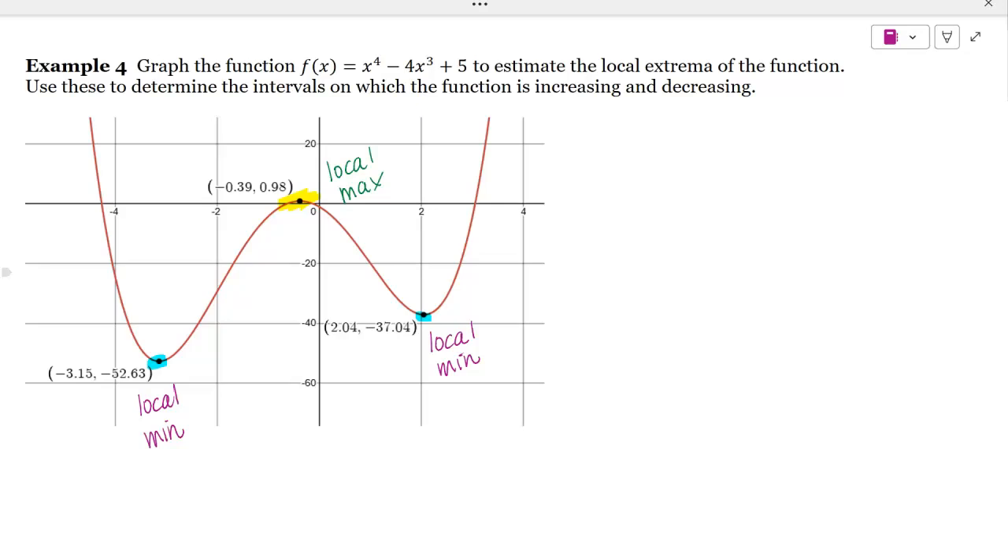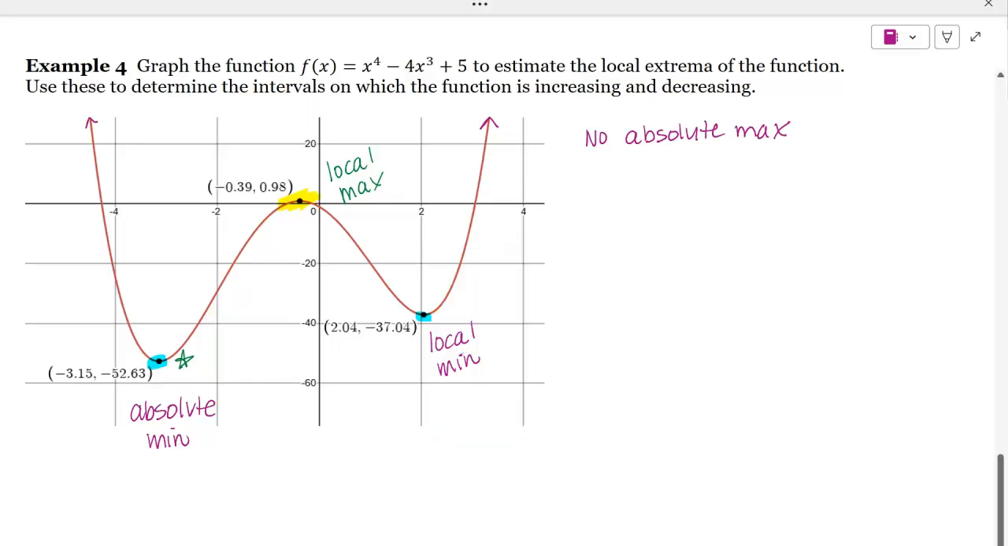Now this function is growing on both sides endlessly, so we don't have an absolute maximum. But do we have an absolute minimum? It looks like the graph doesn't go below this point right here. And so I think that this is not just a local minimum, I think this is actually an absolute minimum. There are no values that are lower than that.